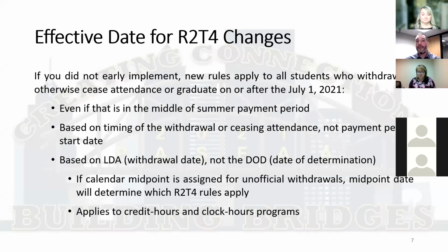It's based on the time of the withdrawal or the cease, not the payment period. So that means it's based on the LDA, not the date the school determined that the student is no longer there, the DOD. It's even the calendar's midpoint associated with unofficial withdrawals, or the midpoint date when the determination of the rules applies to credit hour and clock hour programs. So there have been multiple changes.